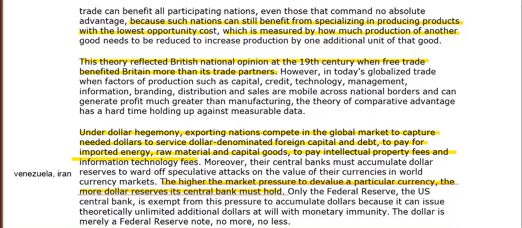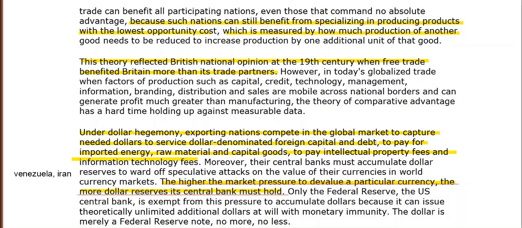This theory reflected British national opinion in the 19th century, when free trade benefited Britain more than its trade partners. That's funny. When free trade benefits you more, you love it. When it doesn't benefit you, you hate it, as what we're seeing right now in this current age.